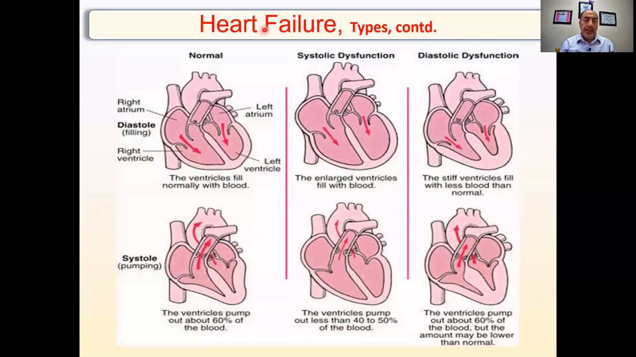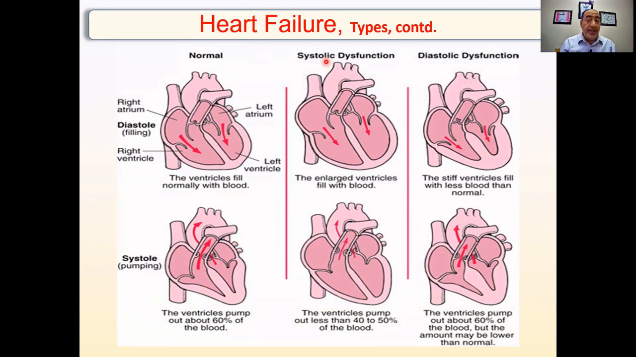So in a graph, we can also see this. This is the normal heart. During diastole there is filling, and during systole there is pumping. The ventricles will fill normally with blood during diastole, and during systole the ventricle pumps out about 60% of the blood, which is the ejection fraction.